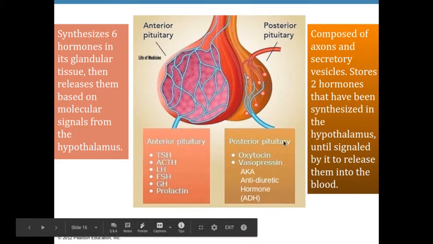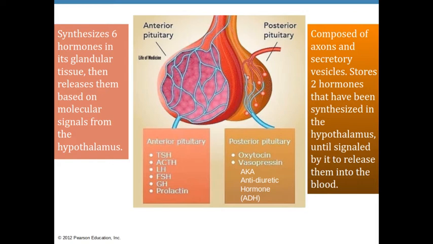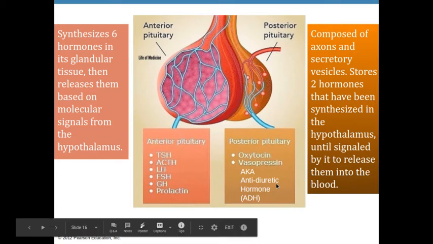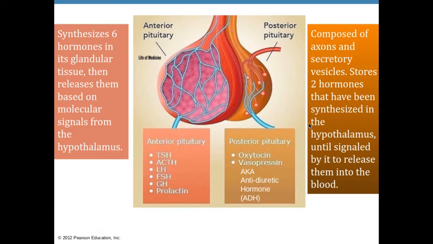The posterior pituitary is a little different. It doesn't synthesize any hormone of its own. Basically, it takes 2 hormones that have been synthesized in the hypothalamus and stores them: oxytocin and vasopressin, which is also known as antidiuretic hormone or ADH. So vasopressin and ADH are the same hormone, just different names. So what happens is these 2 hormones are synthesized in the hypothalamus, and then they are stored in the posterior pituitary. Okay, so that is number 9.